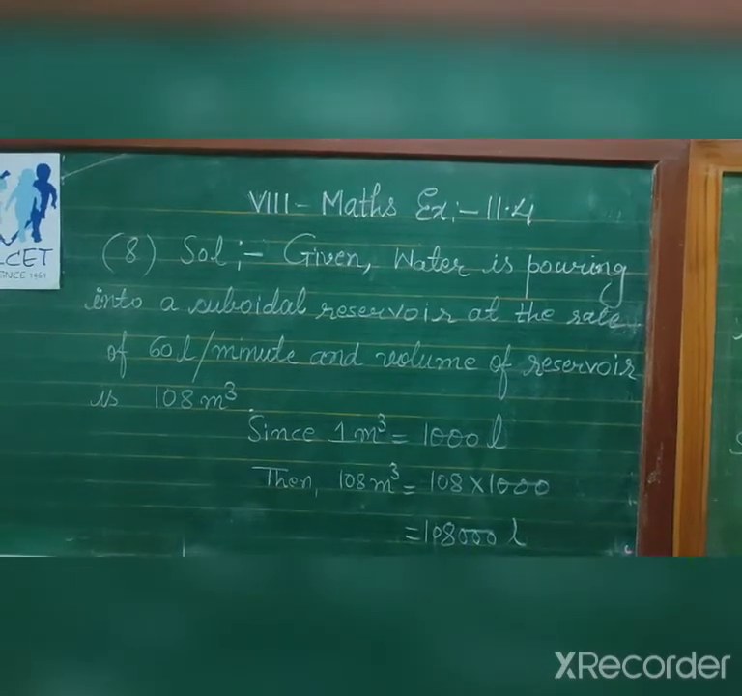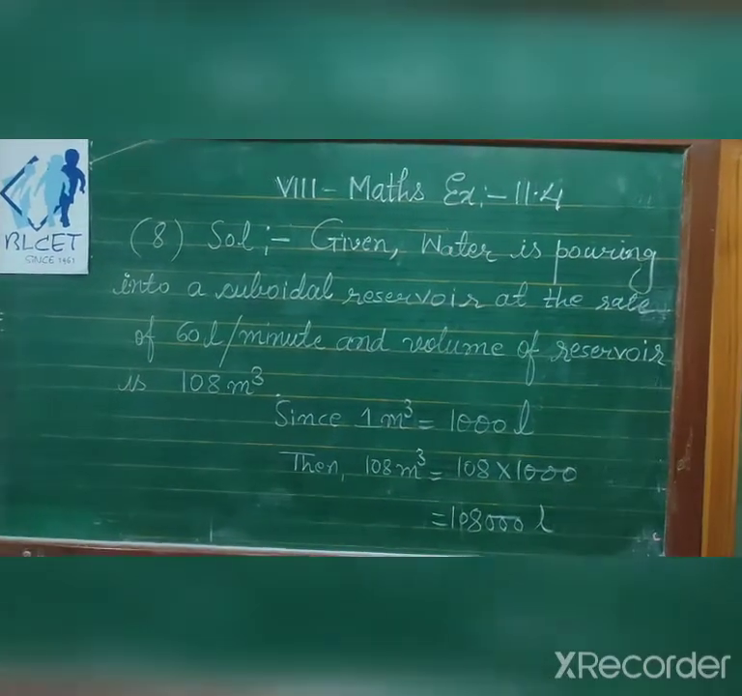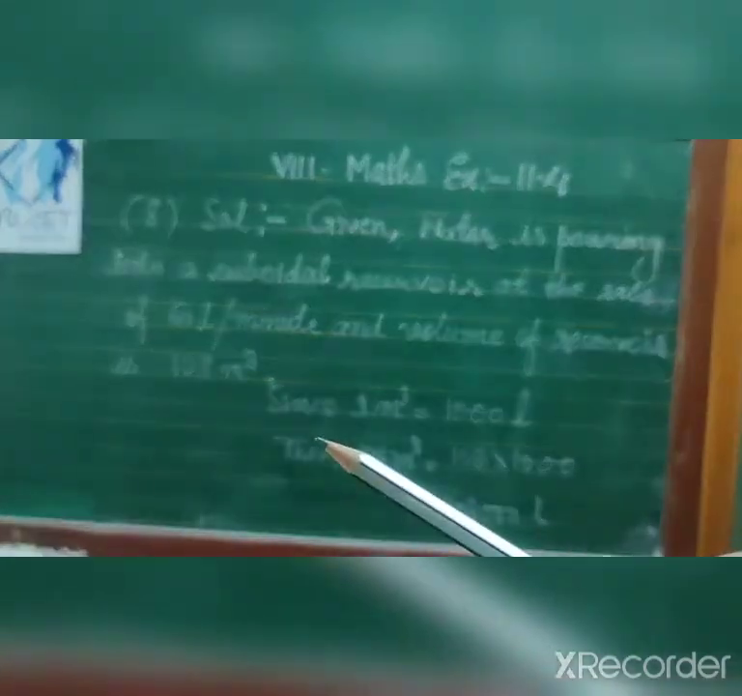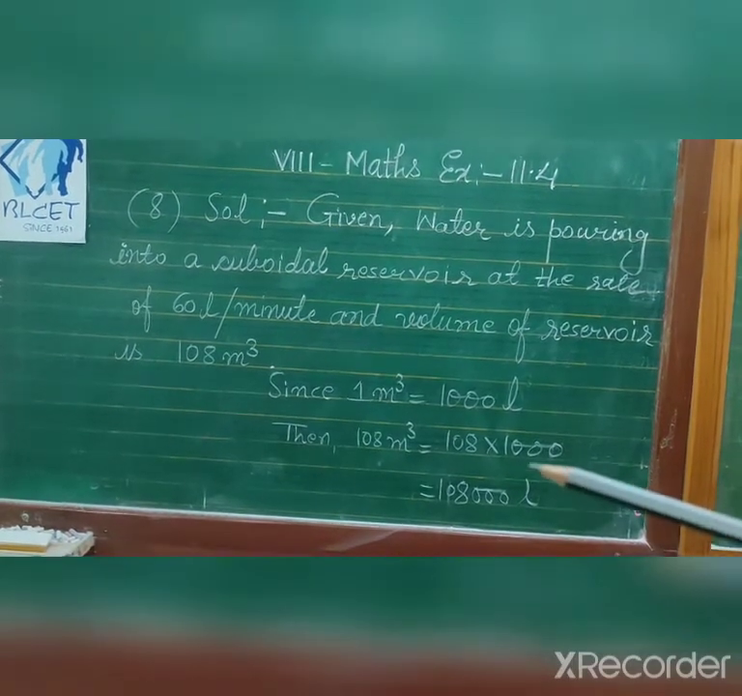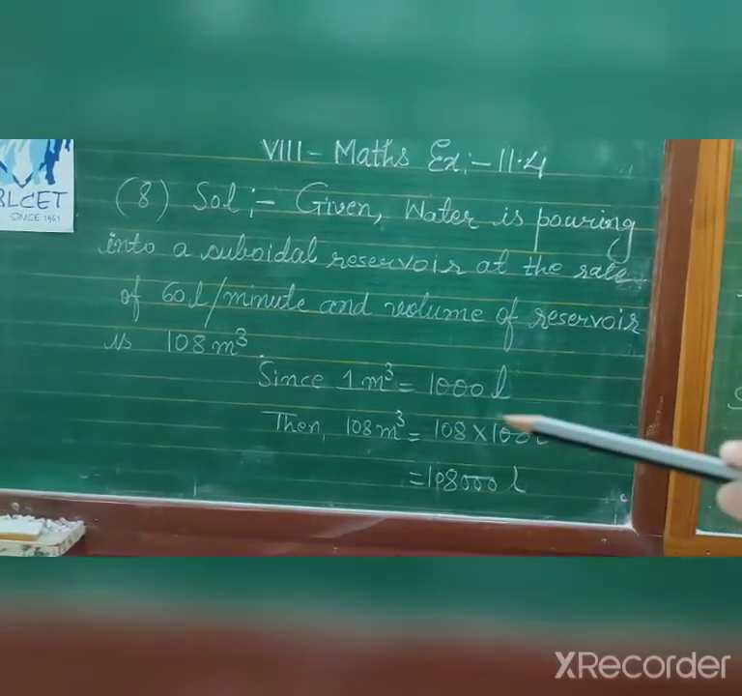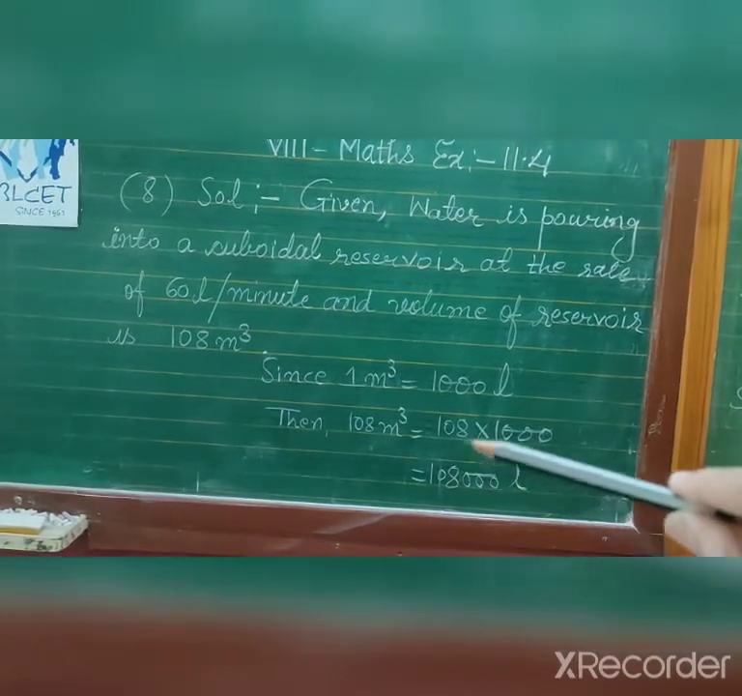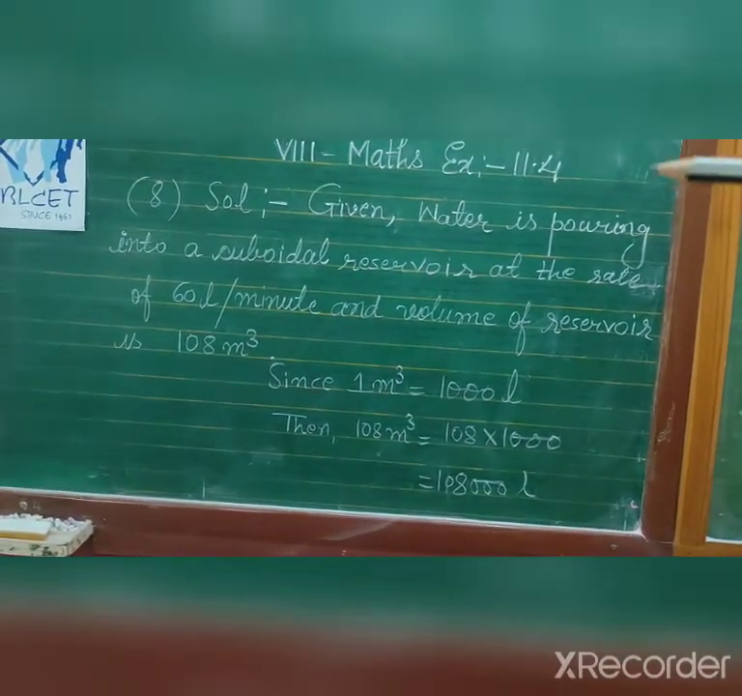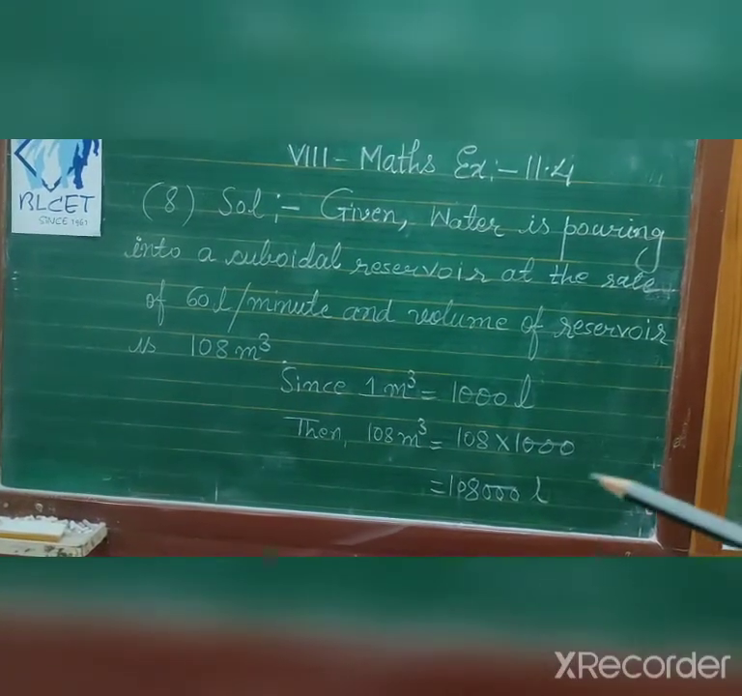Let us start. Now see children, given water is pouring into a cuboidal reservoir at the rate of 60 liter per minute, and the volume of the reservoir is 108 meter cube. Now we know that 1 meter cube is equal to 1000 liter, then 108 meter cube is equal to 108 into 1000, that means 1 lakh 8000 liter. Because the rate is given in liter, that's why I have changed the volume into liter.